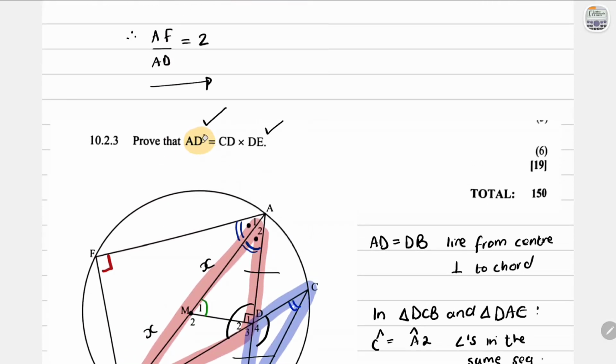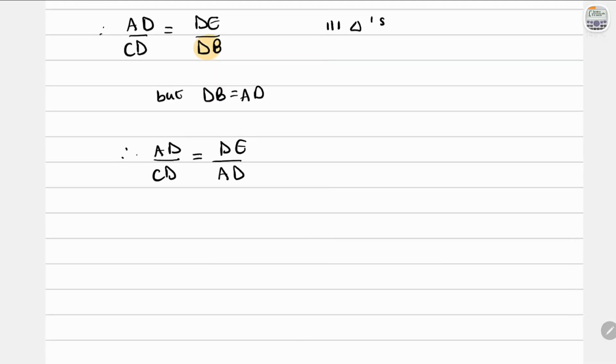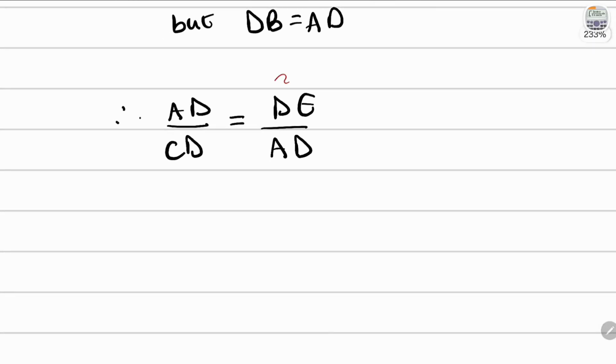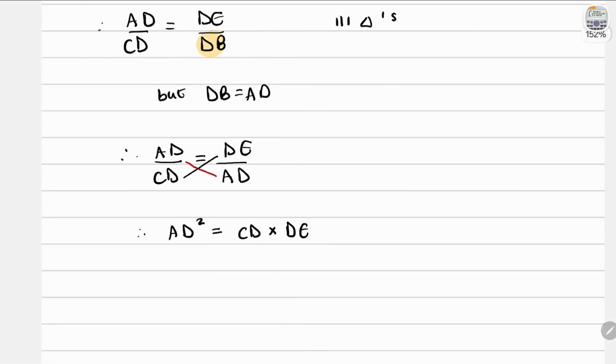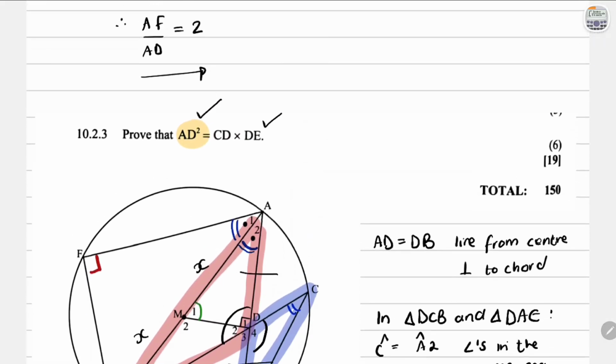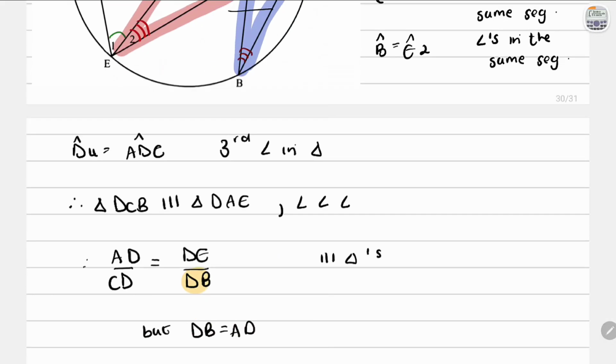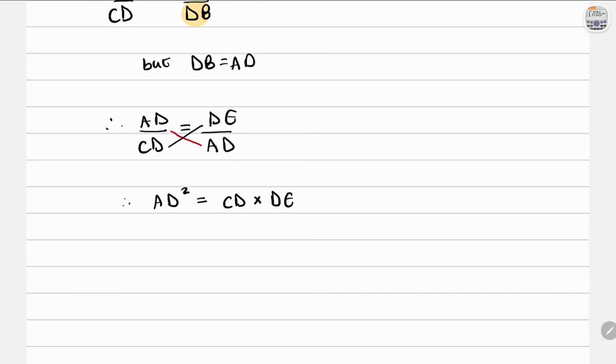You see, they had AD squared. So it means that they just cross multiplied. So we'll say the AD times the AD, which gives you AD squared is equal to, and then the CD times the DE, which is CD times DE. And that's exactly what they have. Okay, so that's exactly what they asked us to prove. AD squared equals CD times DE. Okay, so there we go.